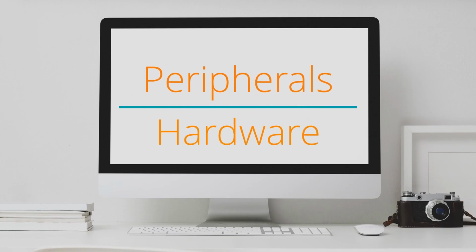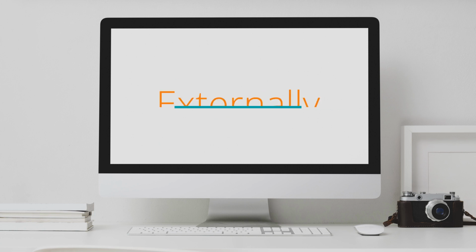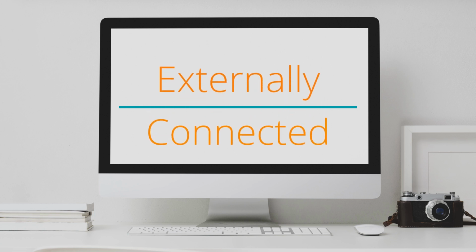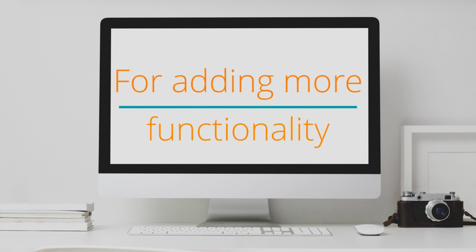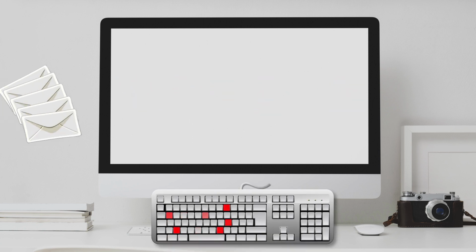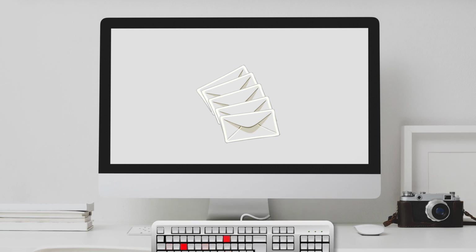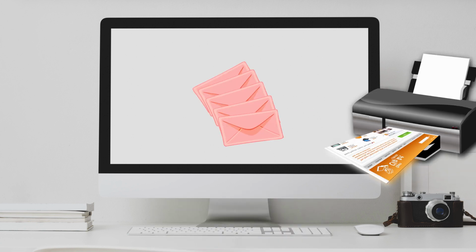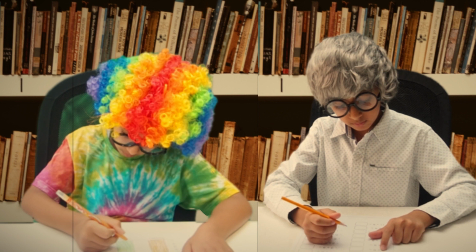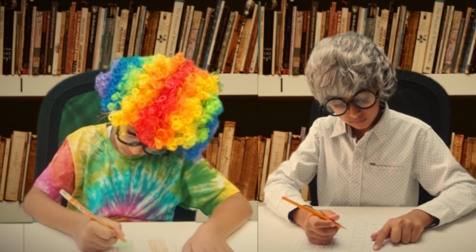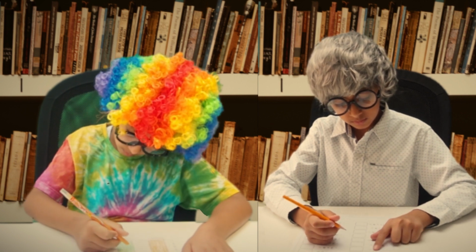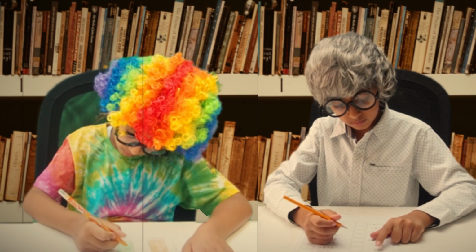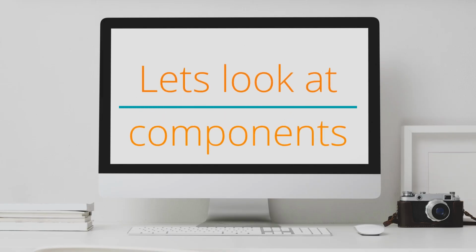Next, peripherals. Peripherals are the external devices that could be connected to a PC for adding more functionality. Some peripherals provide us ways to input or get output from PC. Peripherals are like Mr. Accountant's pens and Mr. Painter's colors, which allow Mr. Accountant to write and Mr. Painter to draw. Let's look at different components.